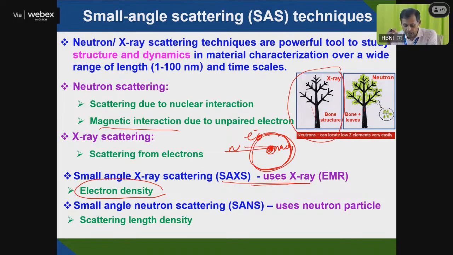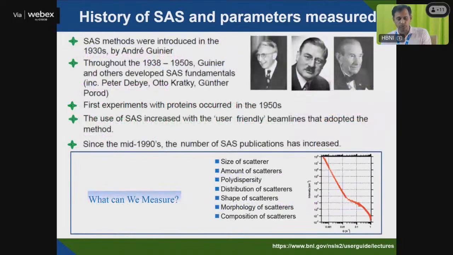But in the case of SANS, small angle neutron scattering, it uses neutron particles. That neutron particle is independent of electron density. It depends on a terminology called scattering length density. The scattering length density is mainly the zone from where you are getting the scattering from the molecule. So that is the scattering length density that you are able to use in the case of neutron scattering.